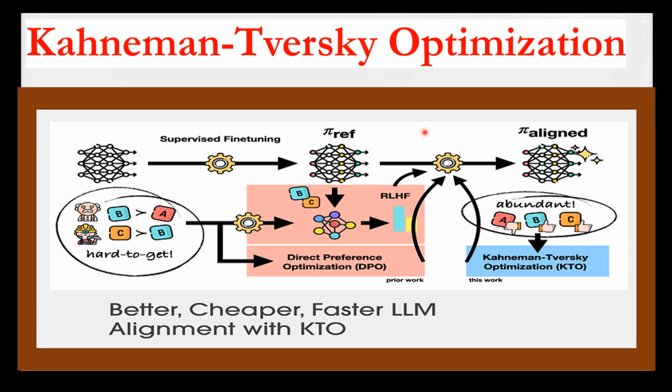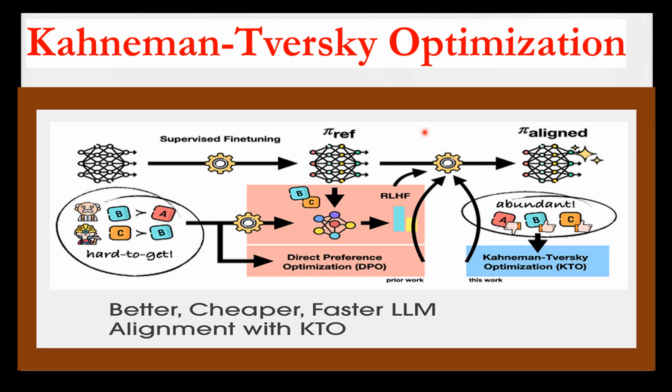Next comes Kahneman-Tversky optimization. Well, Kahneman-Tversky optimization, also known as prospect theory, is a decision-making model that takes into account how people actually make choices in real life rather than assuming that they act rationally. It helps explain why people tend to make decisions differently when faced with gain versus loss.